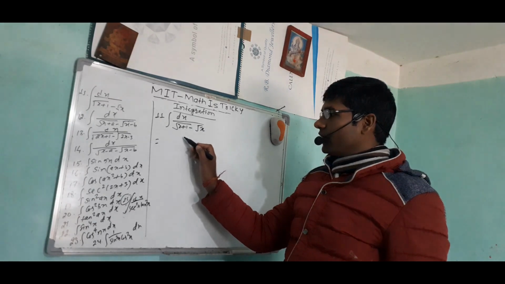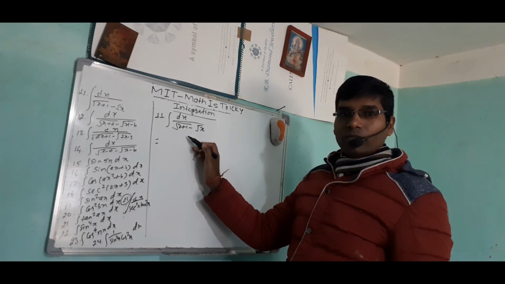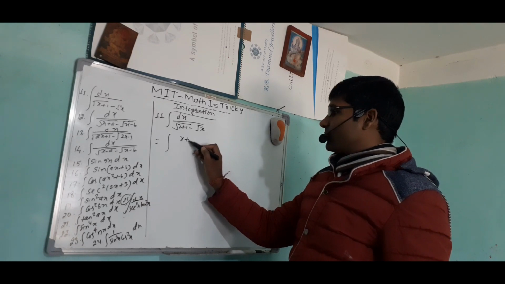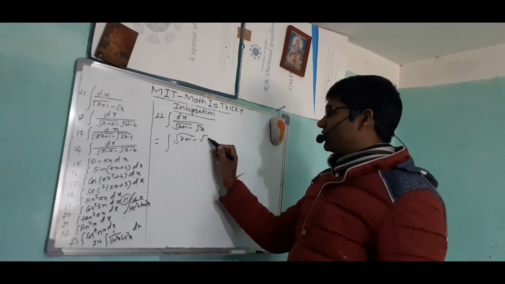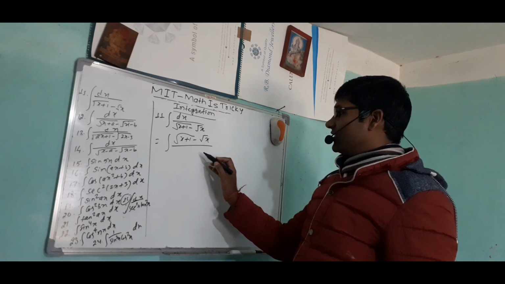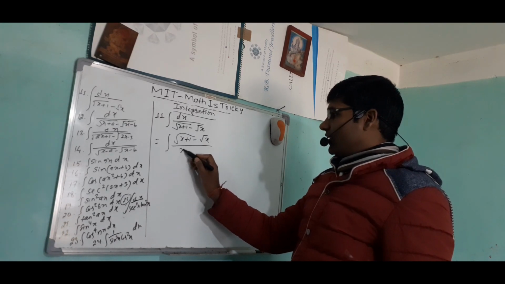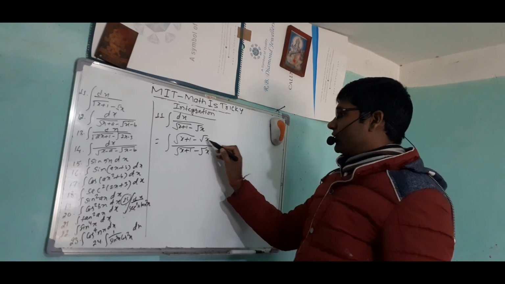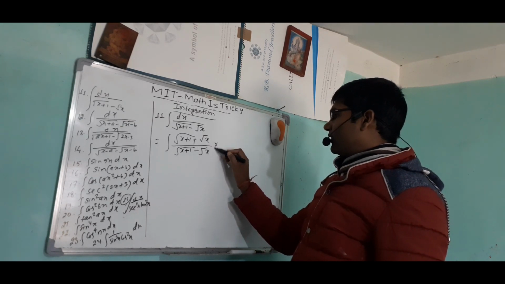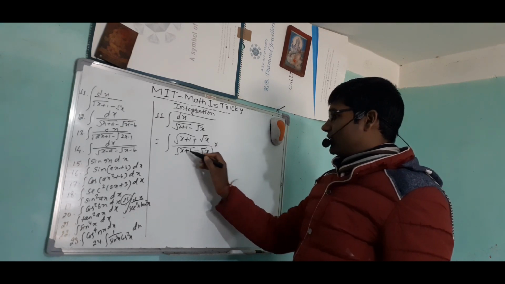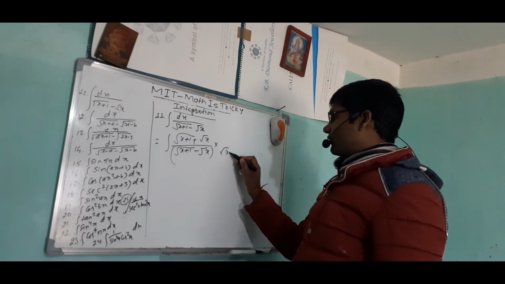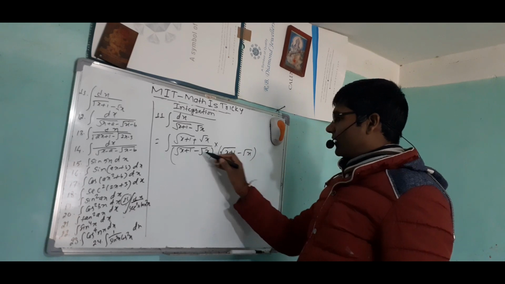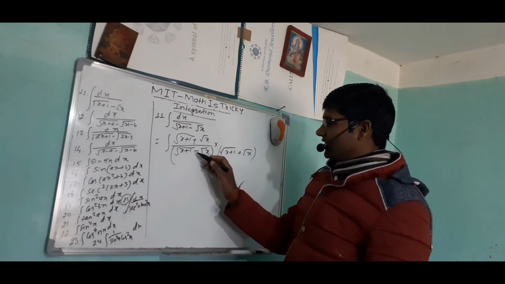To solve this type of problem which involves roots, you will start with rationalization. So it will be here square root of x plus 1 in the numerator, minus root x. By rationalization, we multiply up and down by the square root of x plus 1 plus root x, by its conjugate.